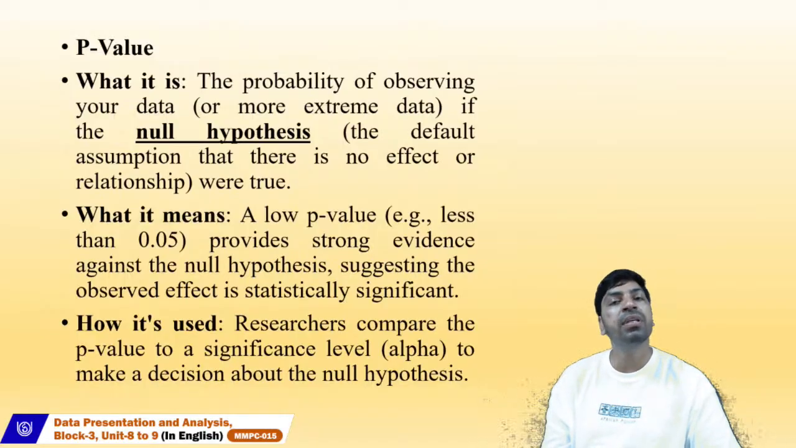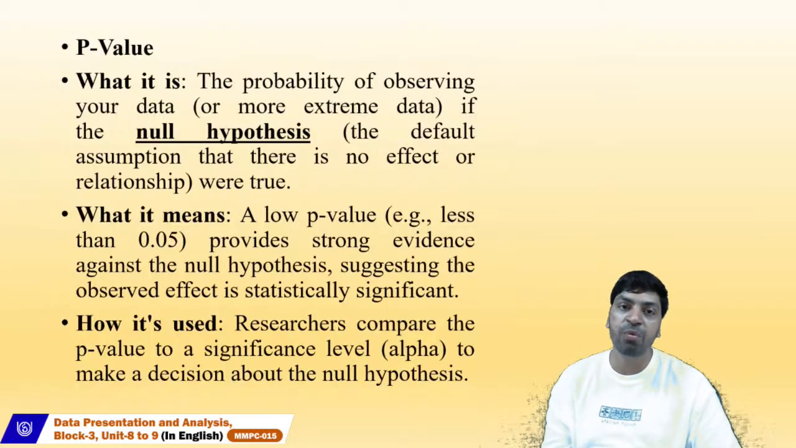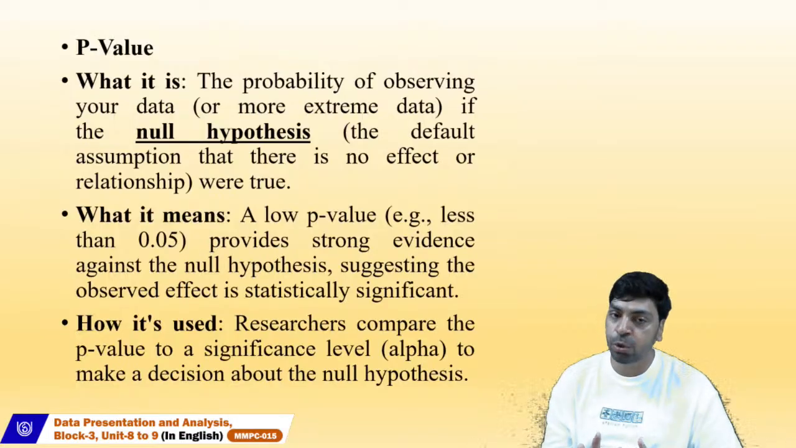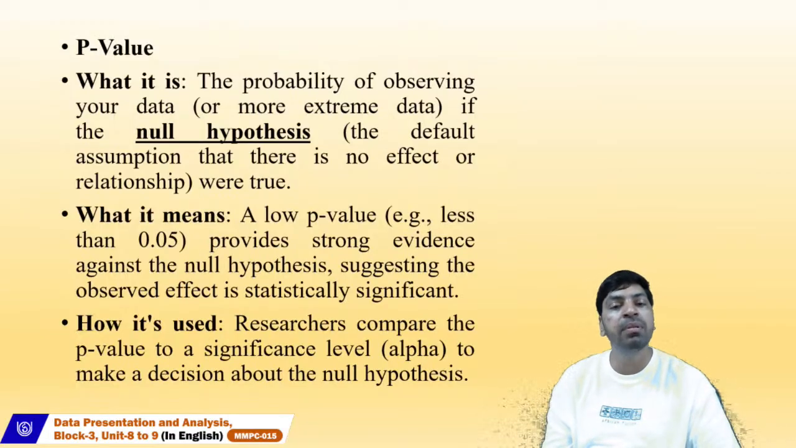So researchers can easily compare the p-value to the significance level, that is the alpha value. The alpha value is already given in the question, in the practical problem. It could be 0.05, or you can say 0.01. If the p-value is lower, then of course the decision can be made against the null hypothesis.